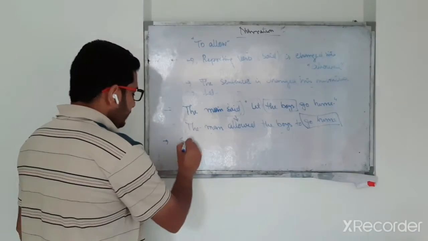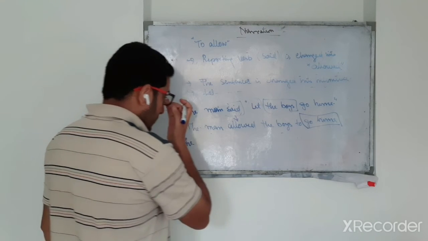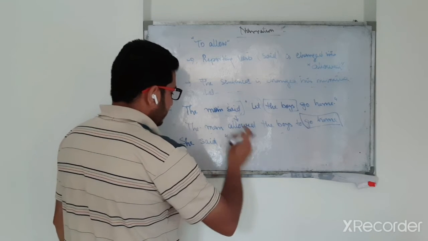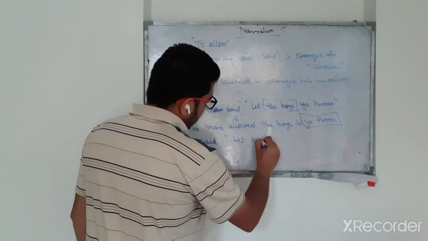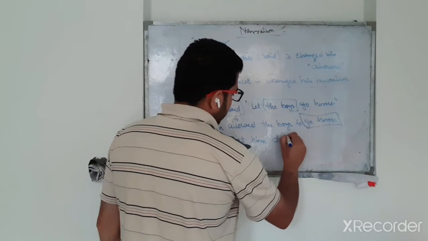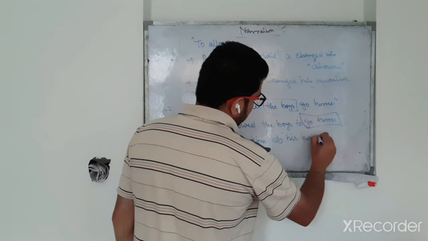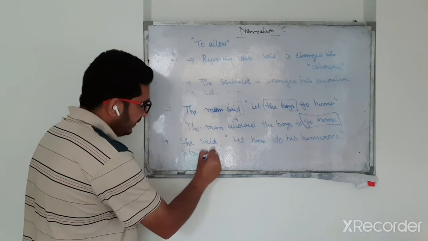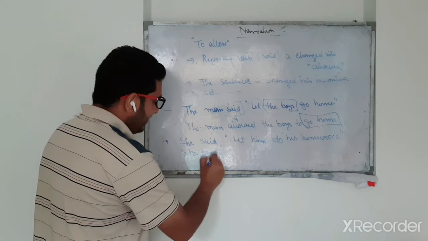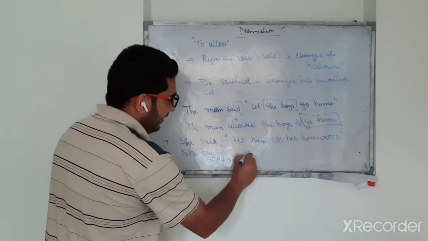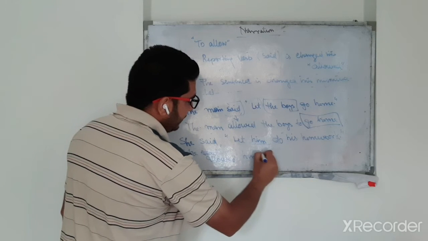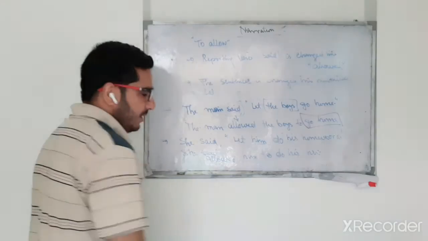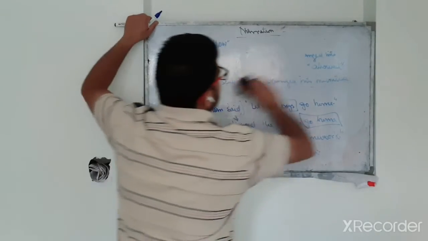Another sentence. She said, let him do his homework. Let him do his homework. Sorry, I wrote said. She allowed him to do his homework. She allowed him to do his homework. I will write another example.